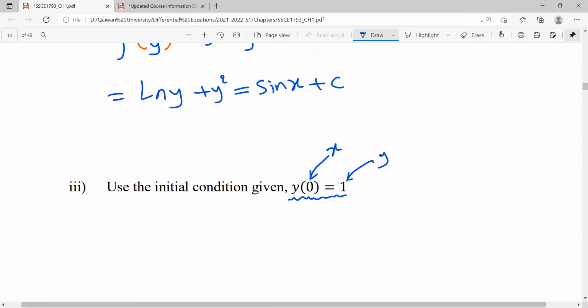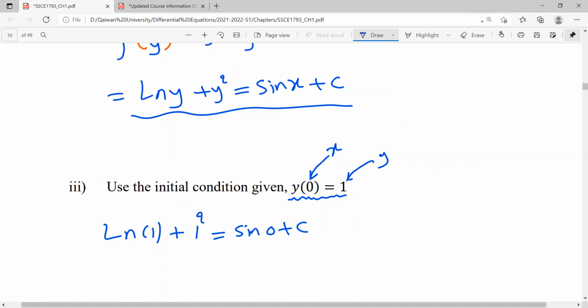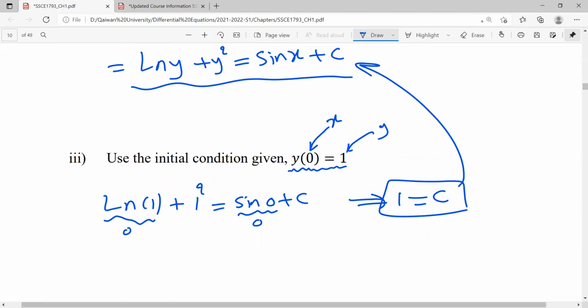And here we replace x by 0 and y by 1. We get ln 1 plus 1 squared equals sine 0 plus c. Here we apply the condition only for finding the values of constants. Ln 1 is 0 and sine 0 is 0. That means 1 squared, which is 1, equals c. So c is 1.